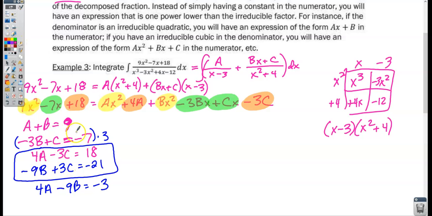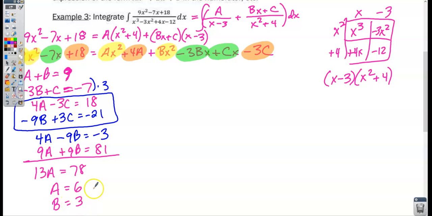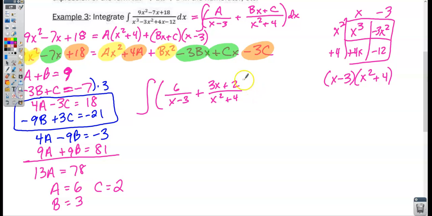All right, and then we will multiply this top equation by 9. Gives us 9a plus 9b equals 81. And we get 13a equals 78. So a equals 6. Since a plus b equals 9, that means b equals 3. And c is going to be, let's see, if a is 6, that's 24. So c's got to be 2. All right, so now I set up my integral. This becomes the integral of 6 over x minus 3 plus 3x plus 2 over x squared plus 4.